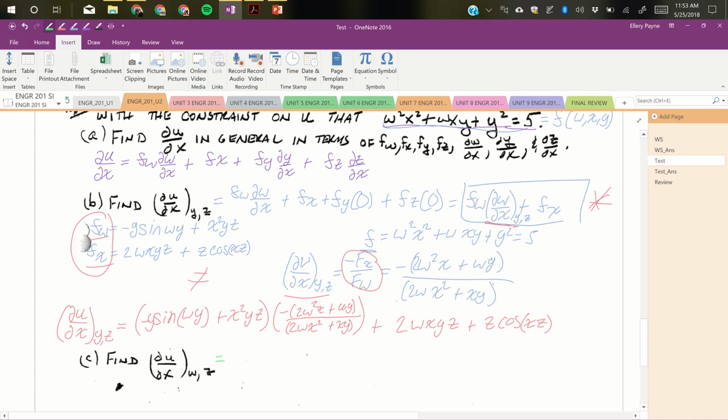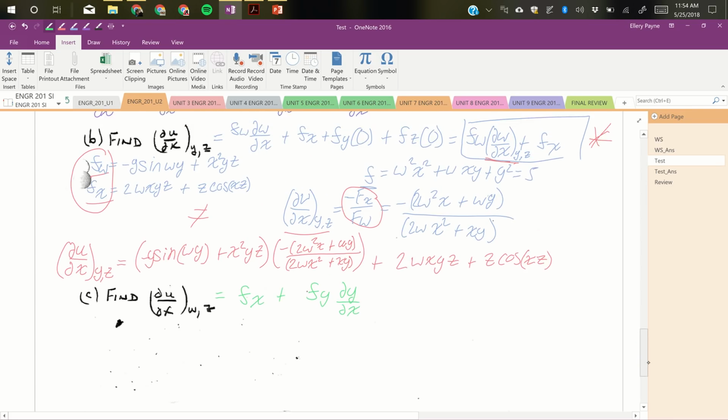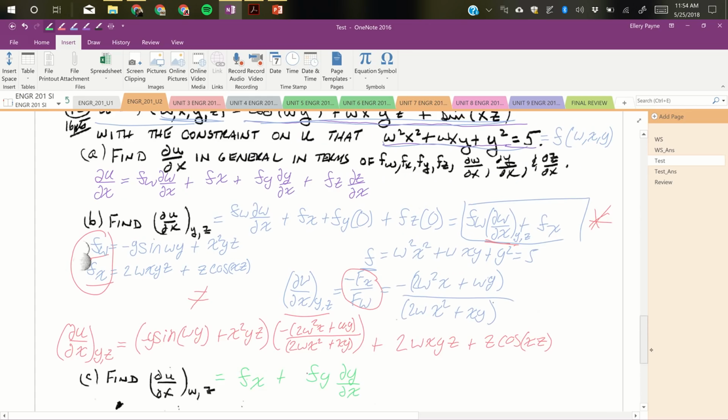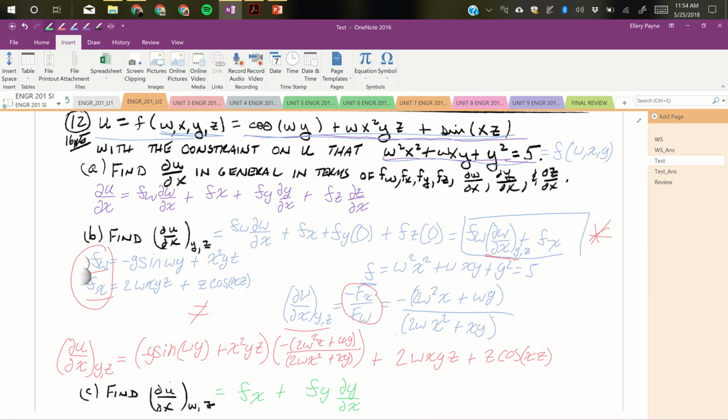So we'll write out what our general equation is that we're going to plug into. Instead of f_w, we're now going to go straight into f_x, I like to write it in order, plus f_y times the partial of y with respect to x, because now y is not being held constant anymore.